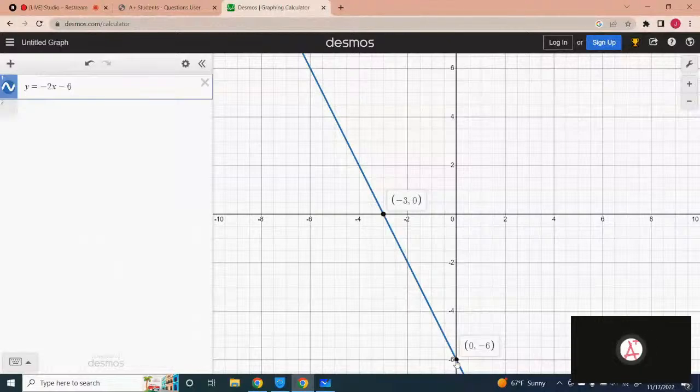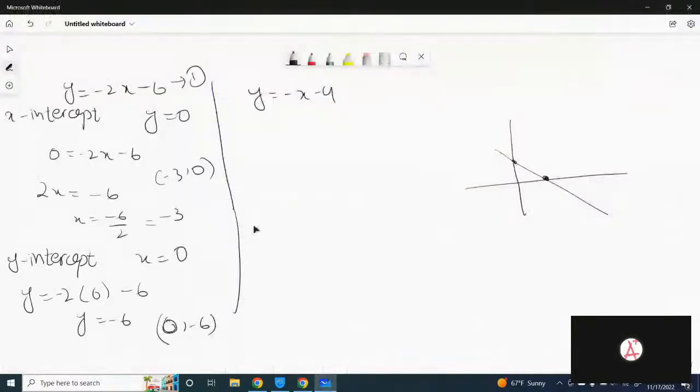Okay, let's just move on to the second equation. Do the same points for the second equation. First, find the x-intercept. Whenever you have to find the x-intercept, you need to put y equals 0 in the equation. So put y equals 0 in the equation.